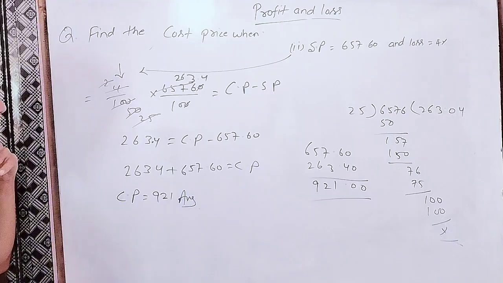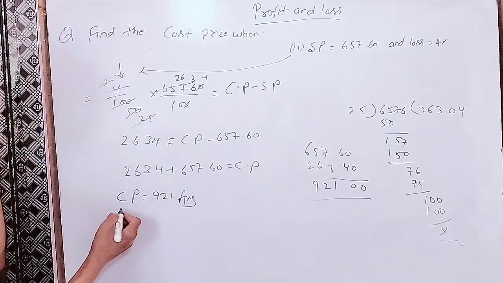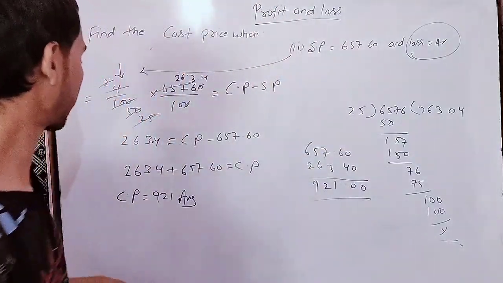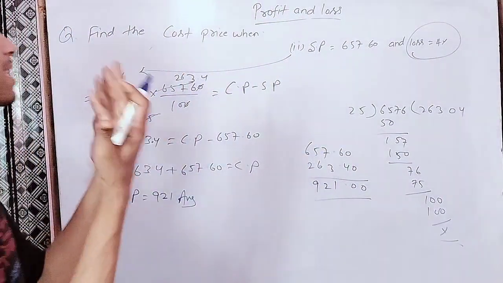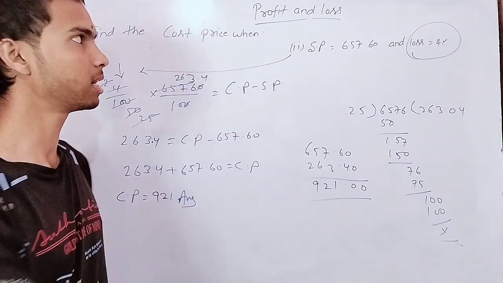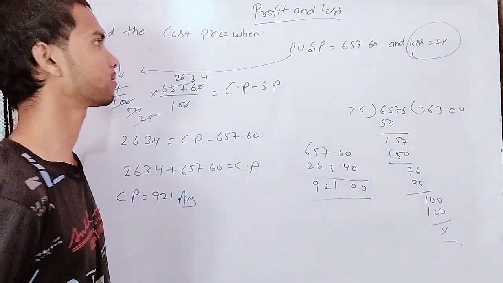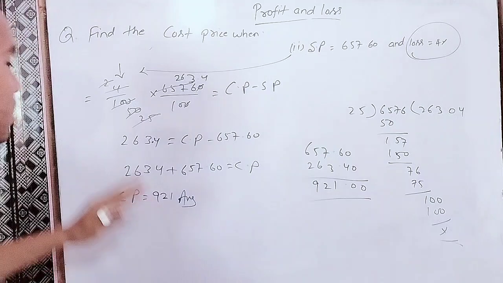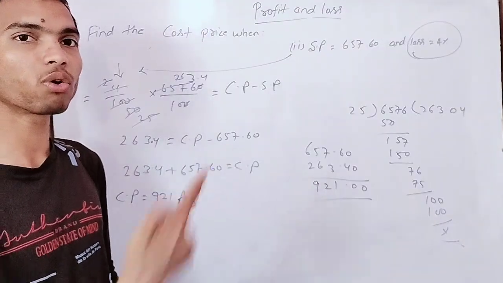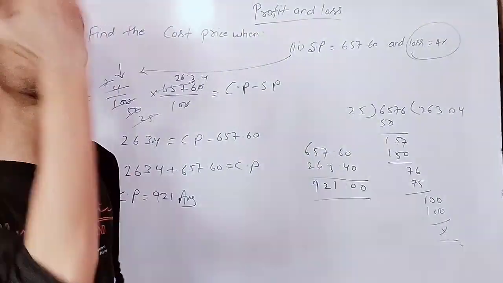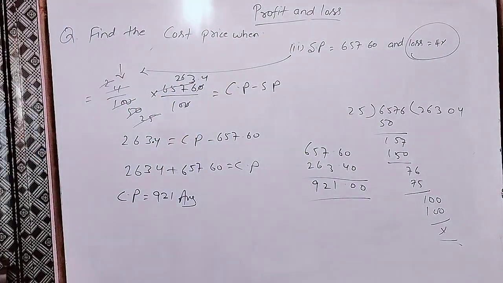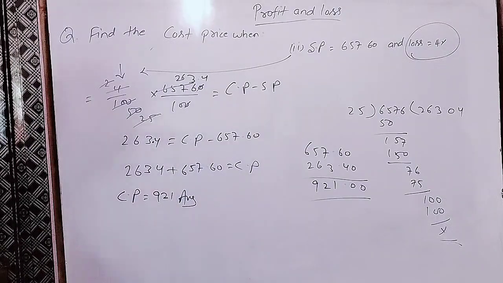Now, this is a loss. Here, yeah, cost price is high, selling price is low. What will happen? There will be a loss because cost price is high but selling price is less. Here, instead of selling price being low, it should be high. So this is correct. Okay.